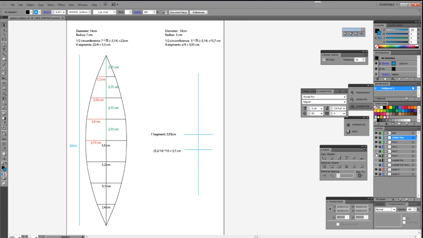So for the next line, I take the 4.1 centimeters from here, divided by 14, multiplied by 10, and get to 2.93 centimeters. For the final line, I do the same thing, 2.4 centimeters divided by 14, multiplied by 10, is 1.7 centimeters. So you're basically done with your pattern.